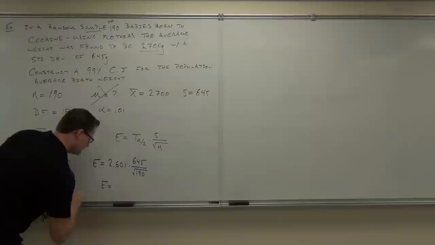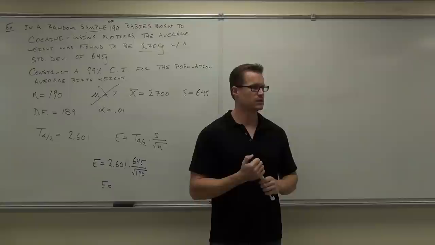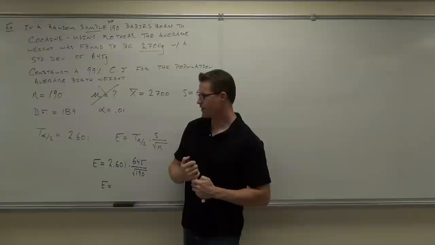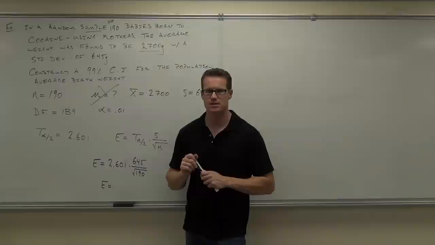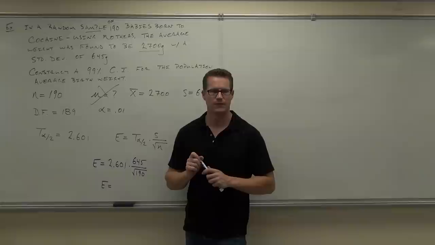Have you found your E? 645 divided by the square root of 190, then you multiply that by 2.601 in this particular case, and you get how much? 121.71.